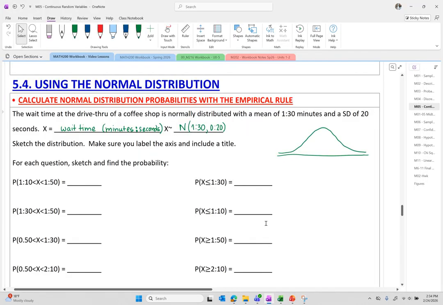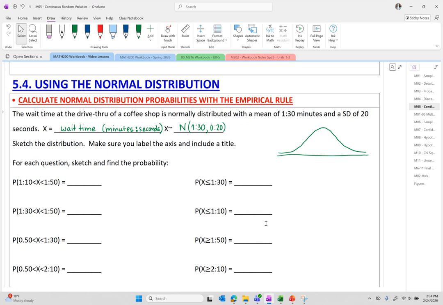So we want to discuss what's going on when we have a variable that is the wait time at the drive-thru of a coffee shop. It's a variable that is normally distributed with a mean of 1 minute and 30 seconds and a standard deviation of 20 seconds. The variable will be expressed in the form of minutes and seconds.